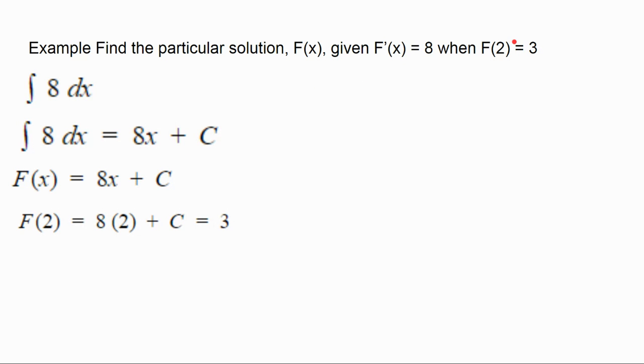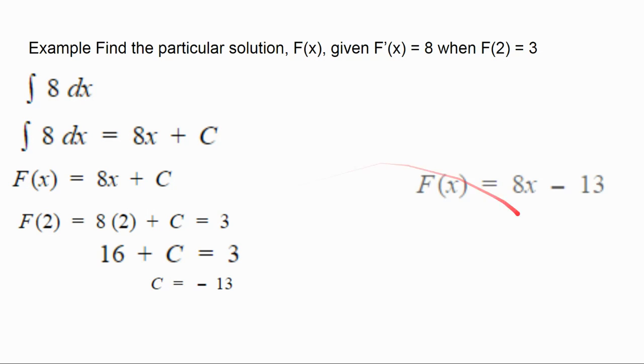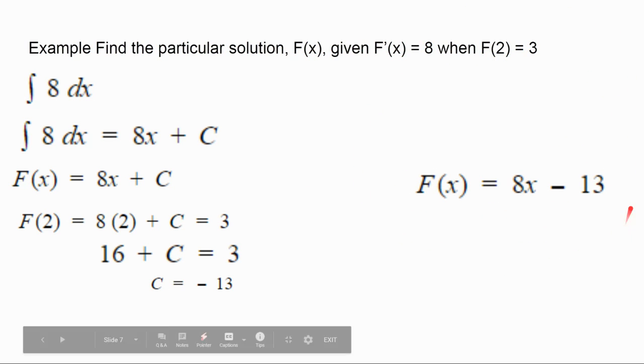I'm going to use my initial condition that I have, this initial condition here. So I have f of 2, so I'm going to plug in 2. 8 times 2 plus c is equal to 3. 16 plus c is equal to 3. I have c is negative 13 just by doing simple algebra. And then I'm going to put my function back together.